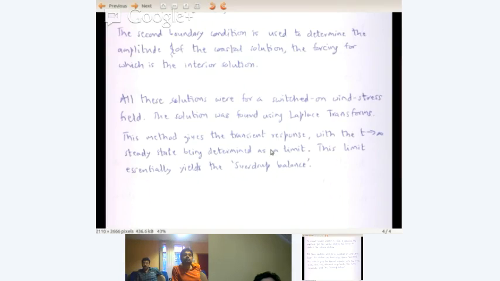That's the steady response. So this method gives the transient response with the t tending to infinity steady state being determined as a limit. This limit essentially yields a spectral balance. And again, the details depend on the details of the physics. What have you retained and what have you dropped? But the ocean is always trying to reach a state of spectral balance. And everything it is doing, radiating these waves, is basically in order to do that.